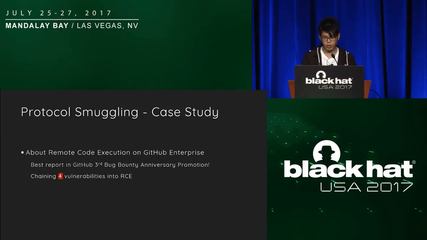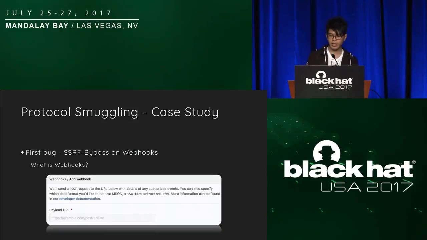In this case, I will show you a beautiful exploitation that turned 4 vulnerabilities into a critical remote code execution. It also won the best report in GitHub's 3rd Bug Bounty anniversary. While playing with GitHub Enterprise, I noticed there is an interesting feature called webhook. Webhook can define a custom HTTP callback when a specific Git command occurs.